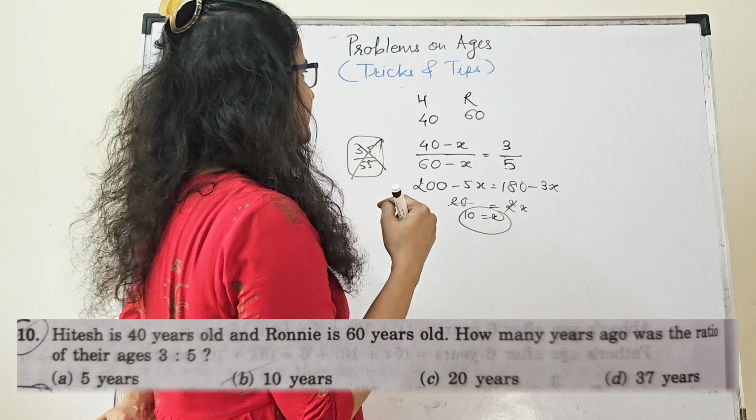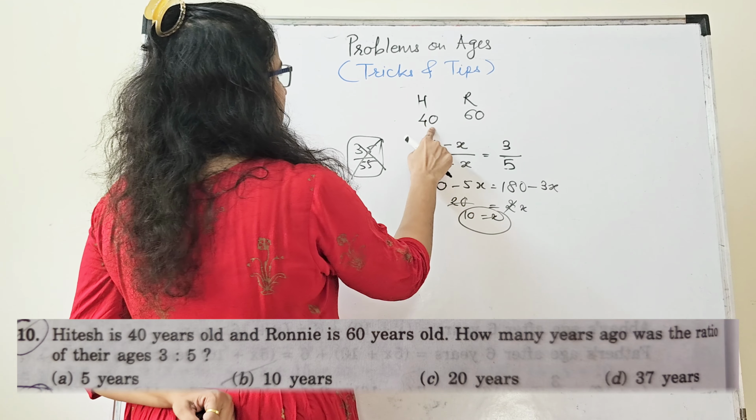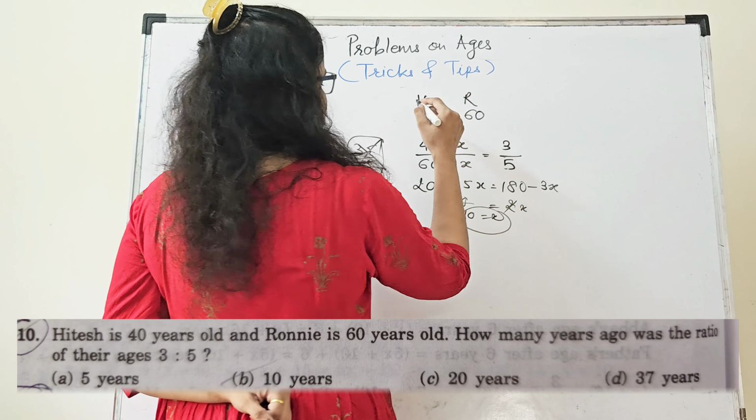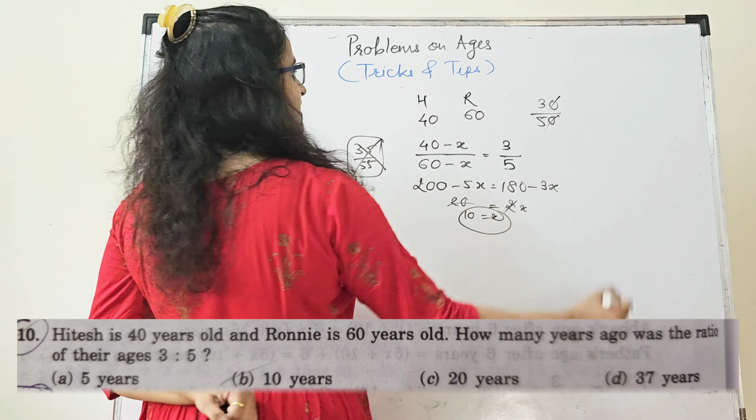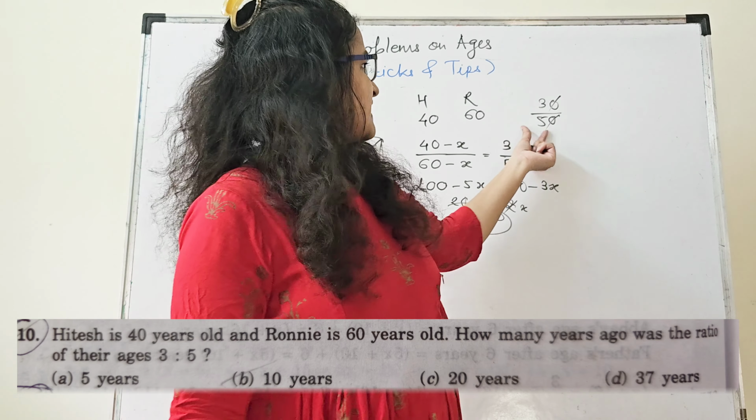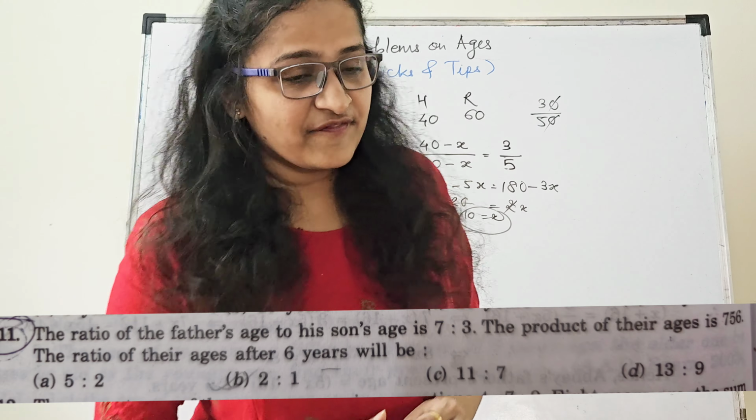Quickly cross check, right? You can simply cross check it. So 10 years before, what would be the age of this H? It is going to be 30, and 10 years before he is going to be 50. So 3:5, yeah? 3:5. That's what they want. So yeah, simple, very simple.